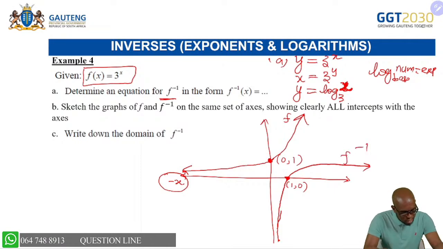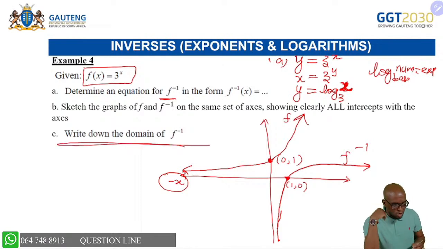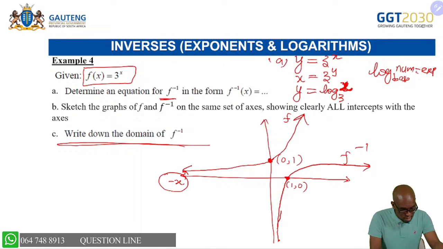Now they say write down the domain of the inverse. If you check now our inverse, what would be the domain? The domain of the inverse should be the same as the range of the function, because the range was y is greater than 0. The domain should be the same as the range, you just interchange.